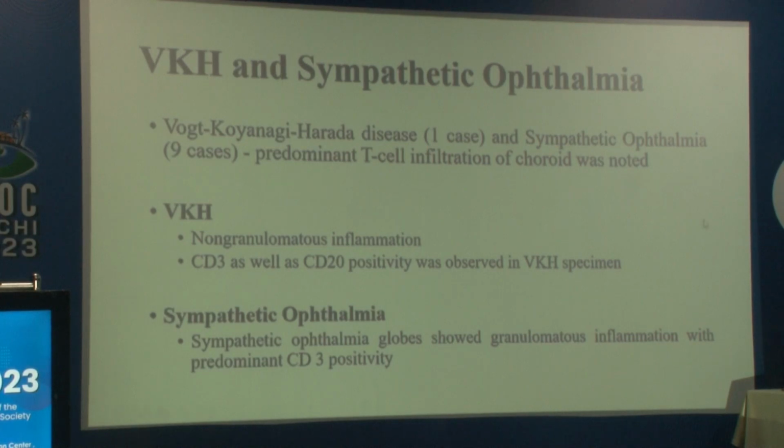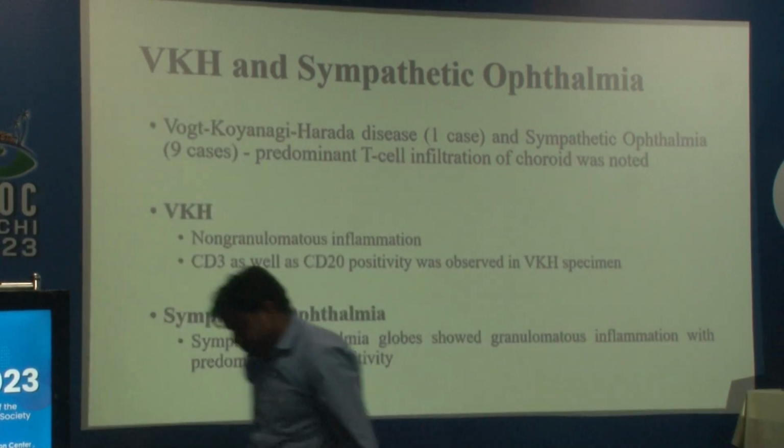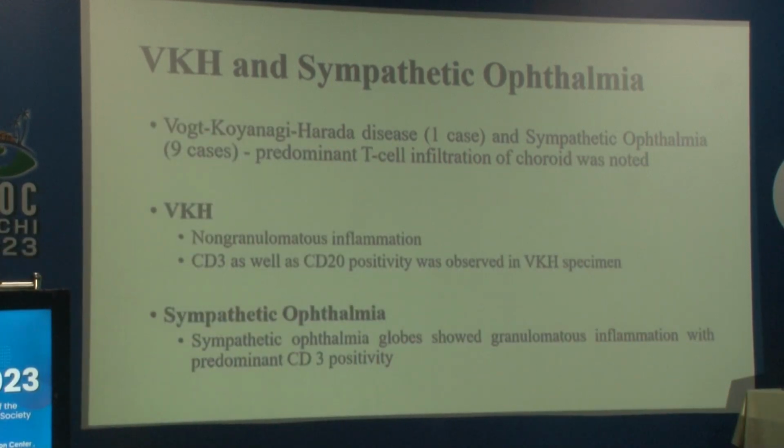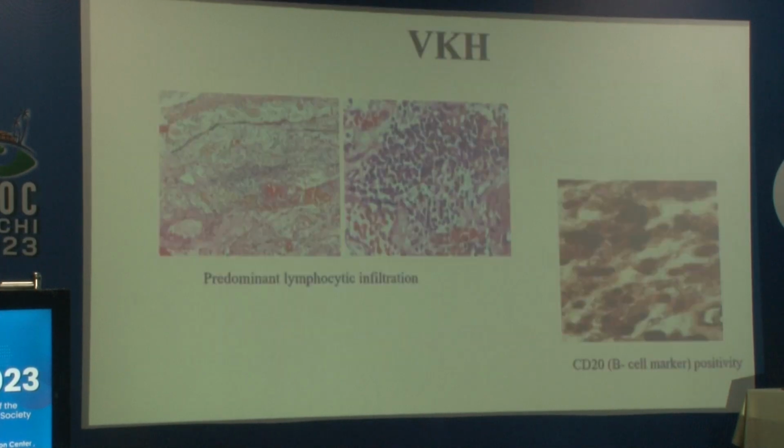In VKH, interestingly, we found CD20, that is B cell positivity, in addition to the CD3 T cell positivity, which is rare. In sympathetic ophthalmia, as usual, we showed granulomatous inflammation with predominant CD3 positivity. And this is B cell positivity in a case of VKH, and you can see the B cell positivity, and this is the lymphocytic infiltration.